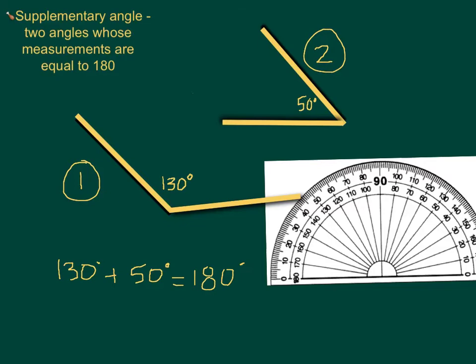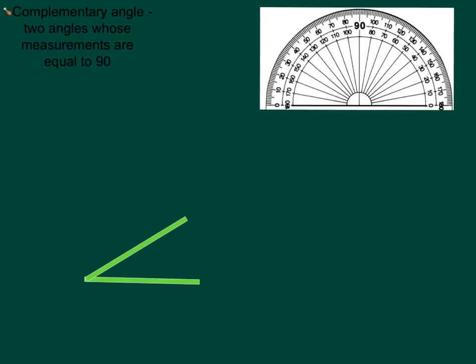All right, let's go to complementary. Okay, so here we have complementary angles, which is two angles whose measurements are equal to 90 degrees. And so we're going to measure this first angle following all the rules that I just showed you for the other ways to measure angles. So here's my protractor.